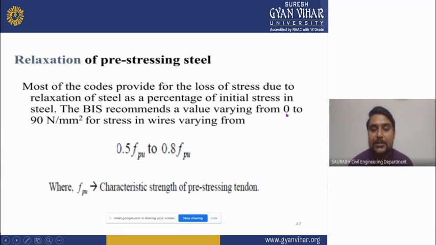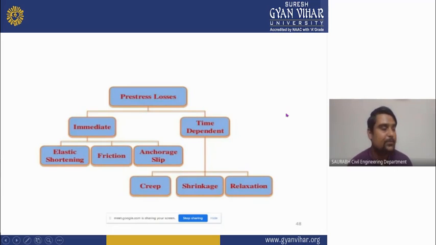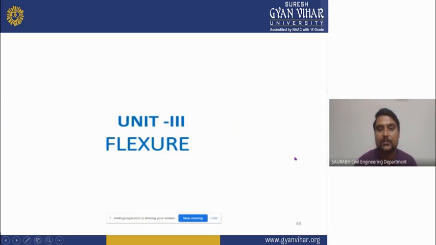And now this flowchart will show you how we will see the losses in pre-stressed concrete. First one is immediate, and second one is time dependent. Immediate is further categorized into three parts: elastic shortening, friction, and anchorage slip. And in time dependent there is creep loss, shrinkage loss, and relaxation loss.